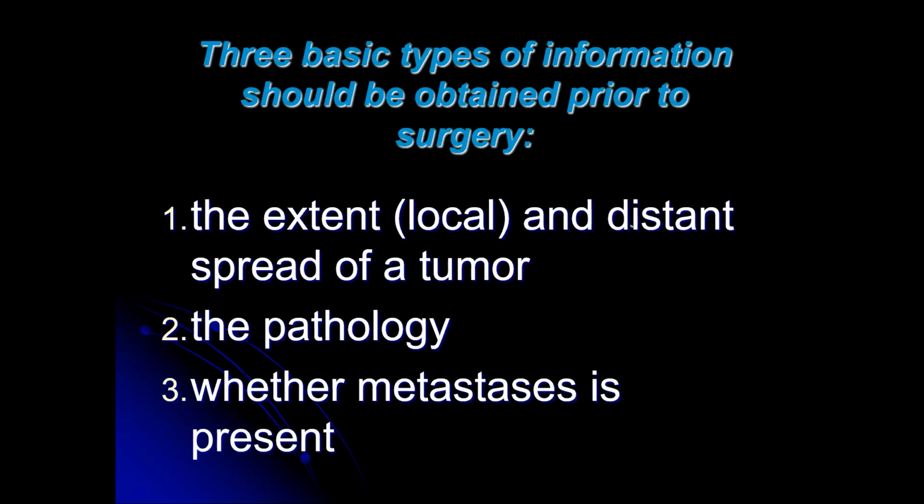The three basic types of information that should be obtained prior to surgery begin with the extent, or local and distant spread, of the tumor. This you should get from radio imaging. You should do a full workup on the patient before the pathology is obtained. And you should make sure that there's no metastasis. You have to do a CT of the lung. You have to evaluate the patient as a whole. But the pathology is the last process to be done: the biopsy.